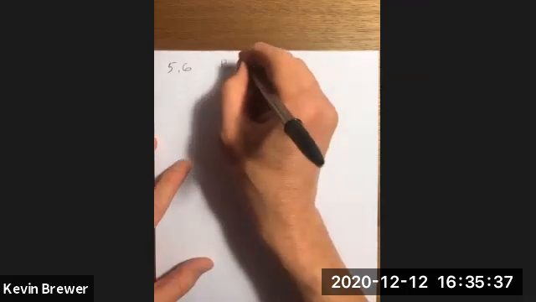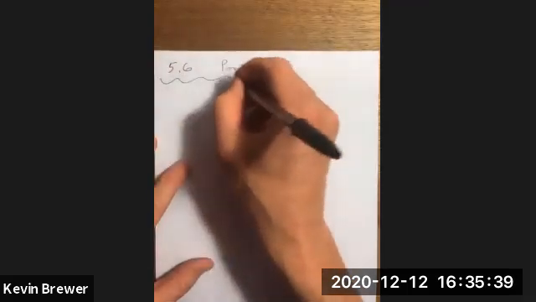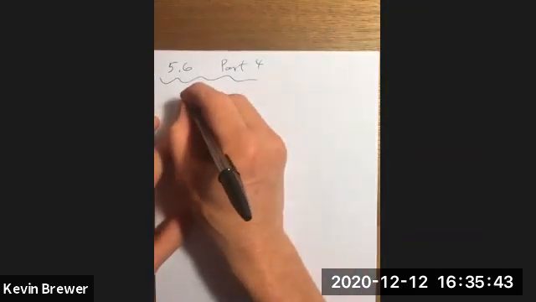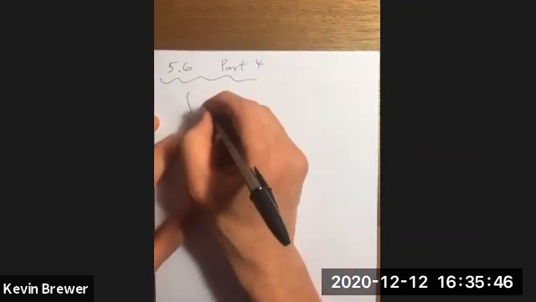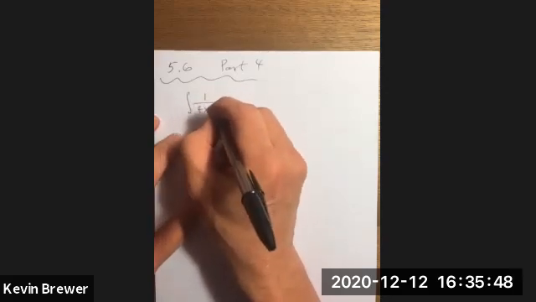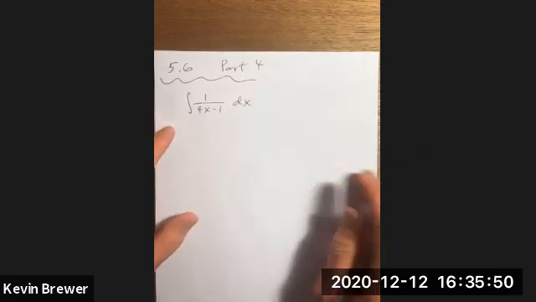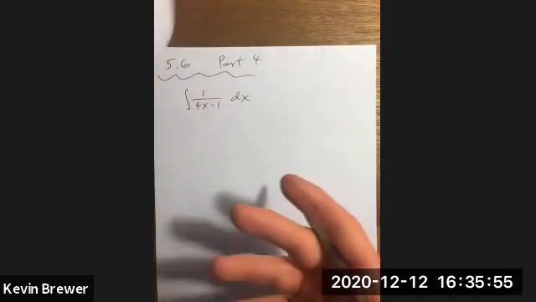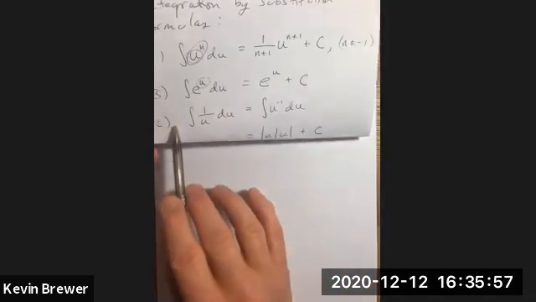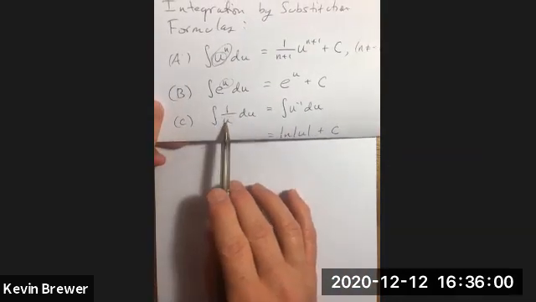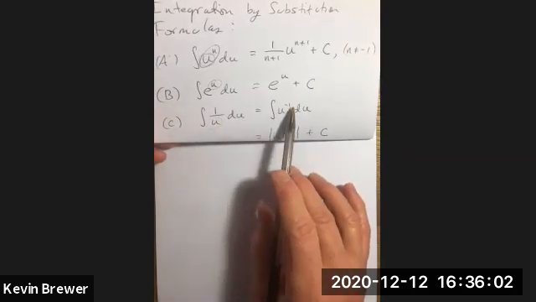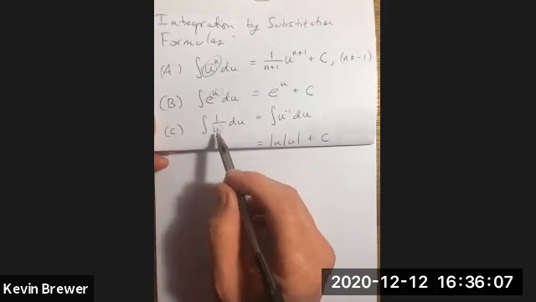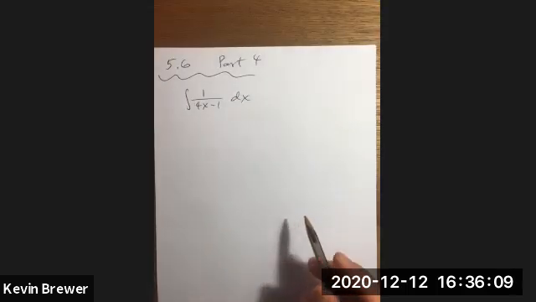Part 4, the last part of our lecture on 5.6. I want us to start by looking at evaluating the integral of 1 over 4x minus 1 dx. And this is the first one that we've seen which has the form part C, 1 over u or u to the minus 1. So in this situation, we let u equal the function on the bottom.